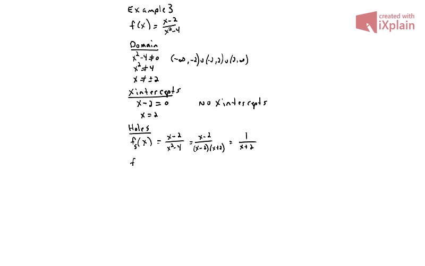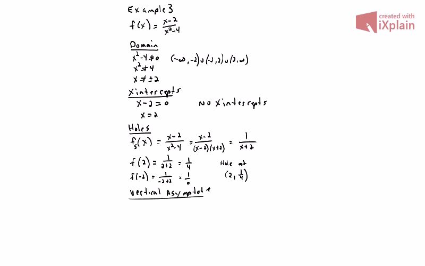And then evaluate the simplified function with the numbers we excluded from the domain. And if we get a number for an answer, we have found the coordinates of the hole. And if we divide by 0, then we have found the vertical asymptote. So the coordinates of the hole are (2, 1/4). And our vertical asymptote will be the other value excluded from the domain, so x equals -2 is the vertical asymptote.